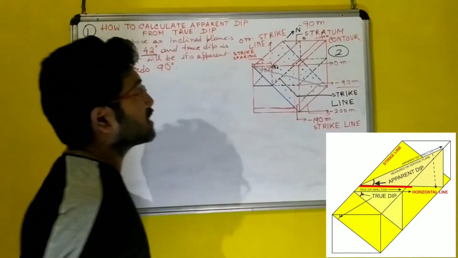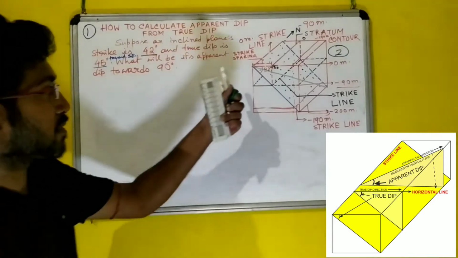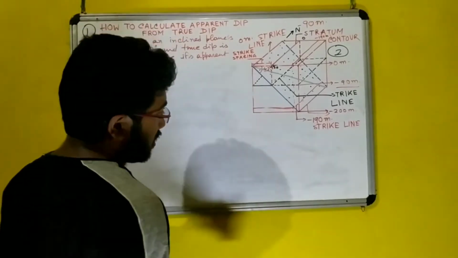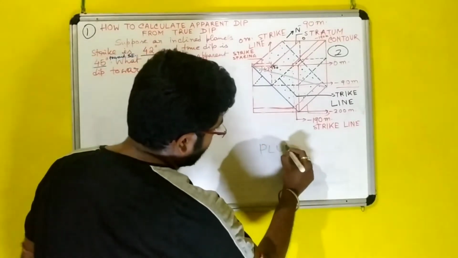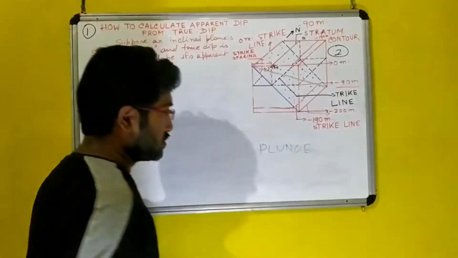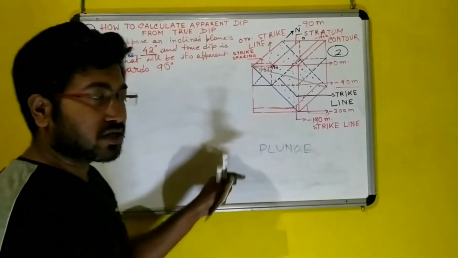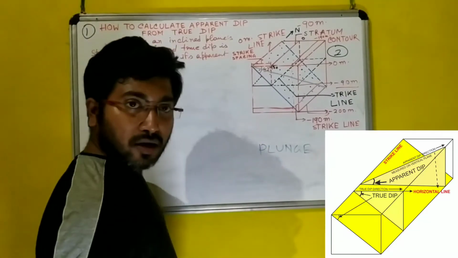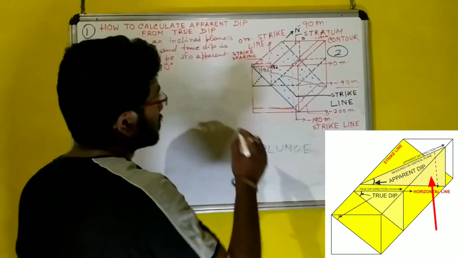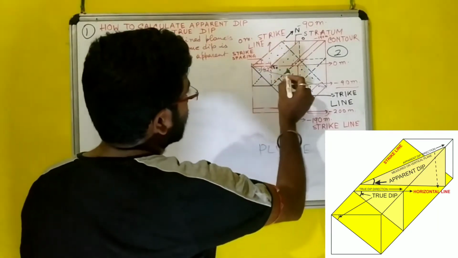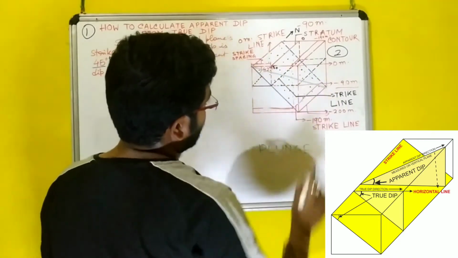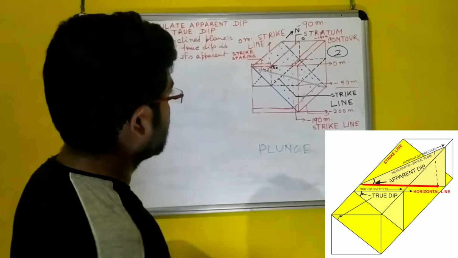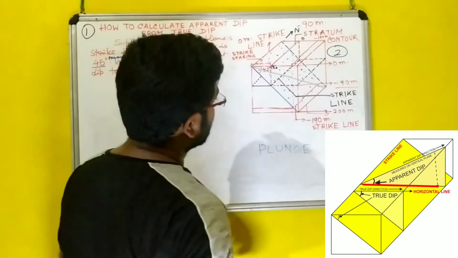So how to measure the plunge of the line? What is inclination of any plane? That is called dip. And plunge, don't get confused with this term. Plunge means inclination of any line. So that has to be measured on a vertical plane. So for that, we have to construct one vertical plane through which this line is going. So suppose that plane is present.